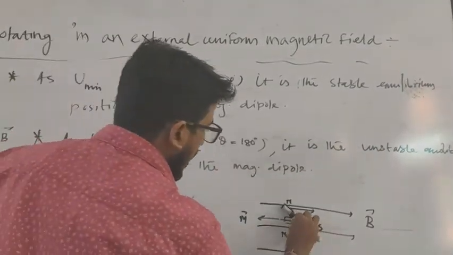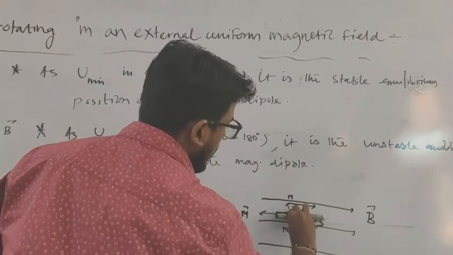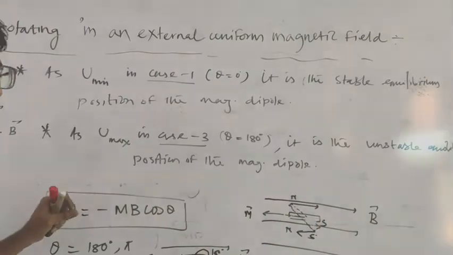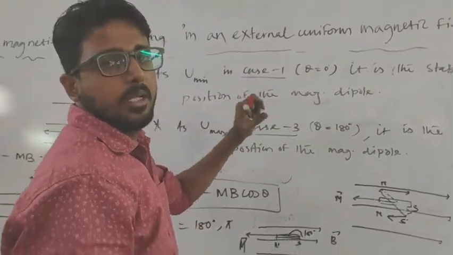That means if we slightly disturb this position or slightly rotate the dipole from this position, it will never come back to its initial position. So this position is known as what? Unstable equilibrium of the magnetic dipole.